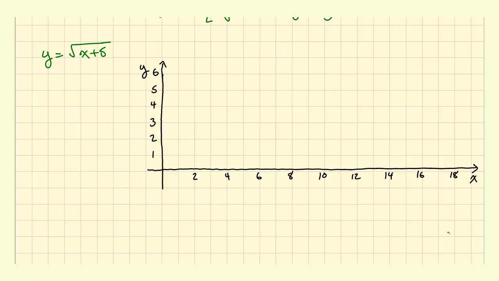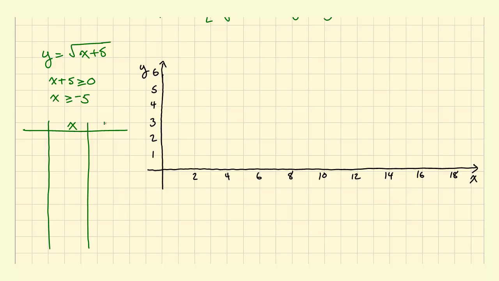Now let's repeat the process with y equals the square root of x plus 5. First, we can identify the restriction as x plus 5 must be greater than or equal to 0, and that means that x must be greater than or equal to negative 5. We can build a table of values again, but this one's going to be a little different in order to help us out. We're going to have 3 columns in this table of values.